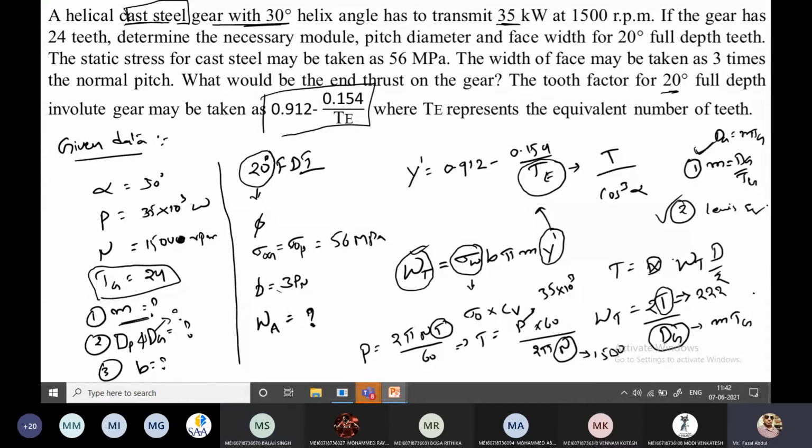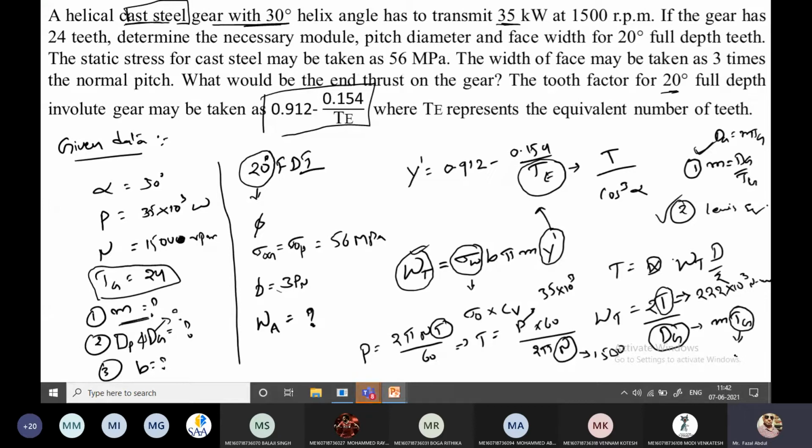222.8 Newton meter or Newton mm? Newton mm. The actual answer is Newton meter, I am converting to Newton mm. Yes. Now instead of dg, I am writing m into tg.